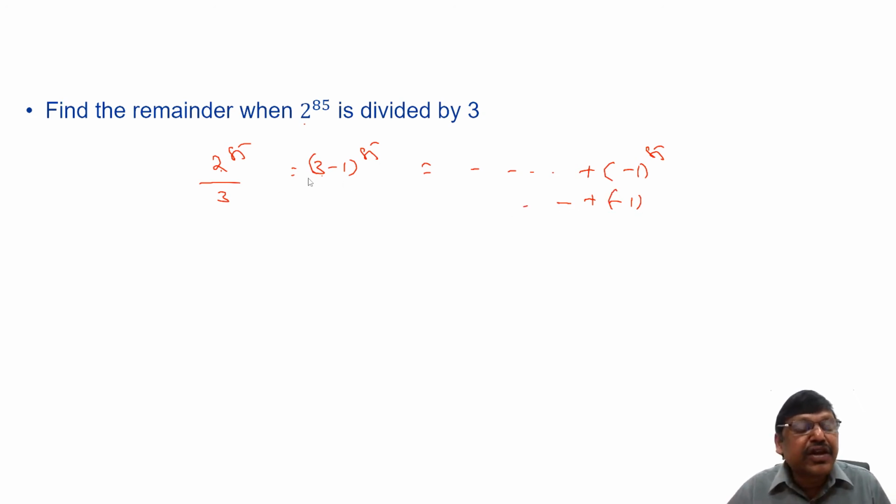All other terms will have 3 in them, so all other terms are divisible by 3. In each of those remaining cases, the remainder will be 0. Only the last term you have to check. Minus 1 divided by 3, the remainder is minus 1. But the remainder cannot be minus 1, so 3 minus 1, my remainder is 2. We had the same answer before. You can check in the previous videos.